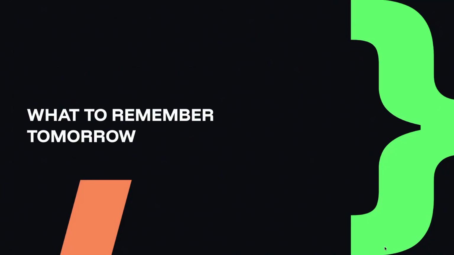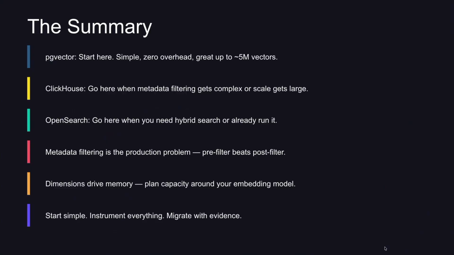So what you should remember tomorrow. If you use PG Vector, start there, simple, zero overhead. It's great up to 5 million vectors. Then ClickHouse: go there when metadata filtering gets complex and scale gets large. Then you go for OpenSearch when you need hybrid search, or you already run OpenSearch, or you already have a similar search engine in use.